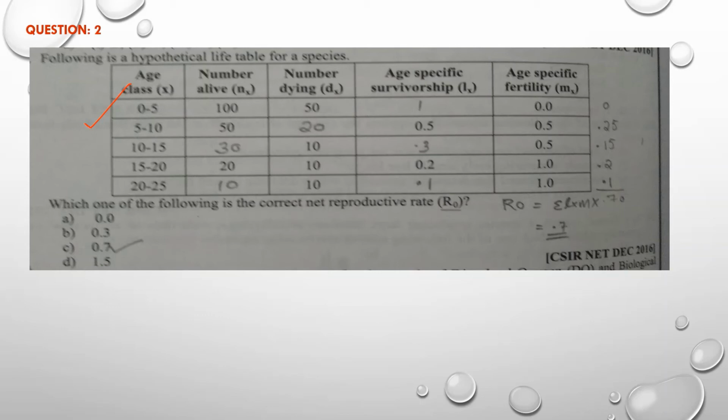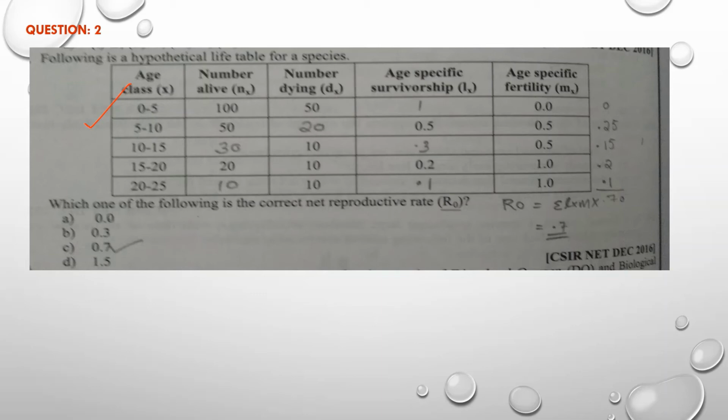So in this life table, some of the values are missing. First you have to find those values. After that you have to find Lx mx value and find the net reproductive rate R0. That means sigma Lx mx. Here in the first column age class X, second column number alive Nx, third column number dying Dx, fourth column age specific survivorship Lx, and fifth column age specific fertility Mx. So age class 0 to 5, 5 to 10, 10 to 15, 15 to 20, 20 to 25.